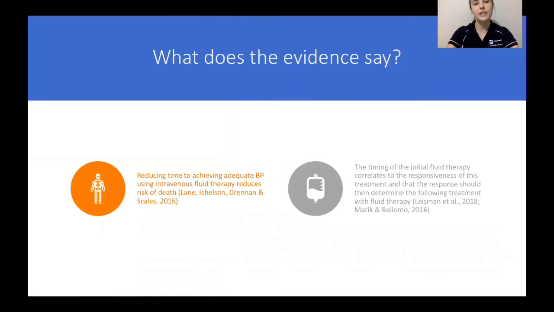What does the evidence say? A systematic review published by the Emergency Medical Journal in 2016 has identified that reducing time to achieve adequate blood pressure using intravenous fluid reduces risk of death. This is then further supported by evidence stating that the timing of the initial fluid therapy correlates to the responsiveness of this treatment, and furthermore, the patient's hemodynamic response should then determine the following treatment of fluid therapy.